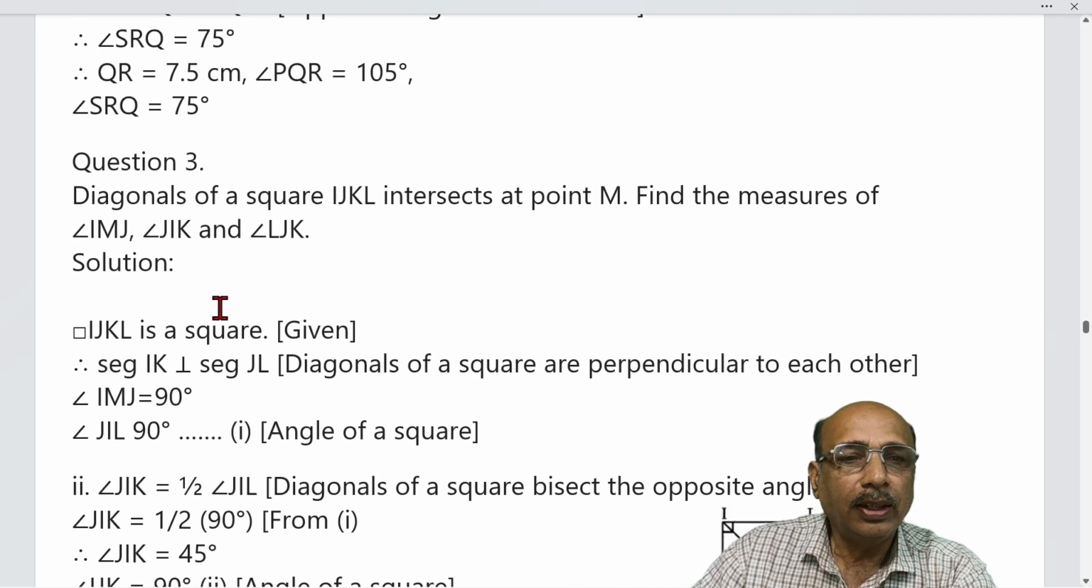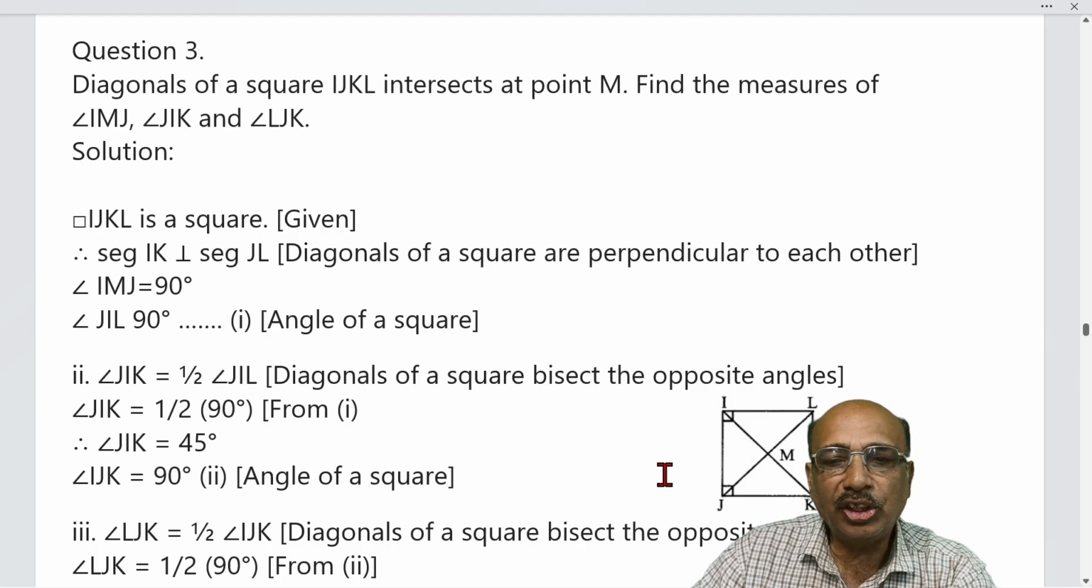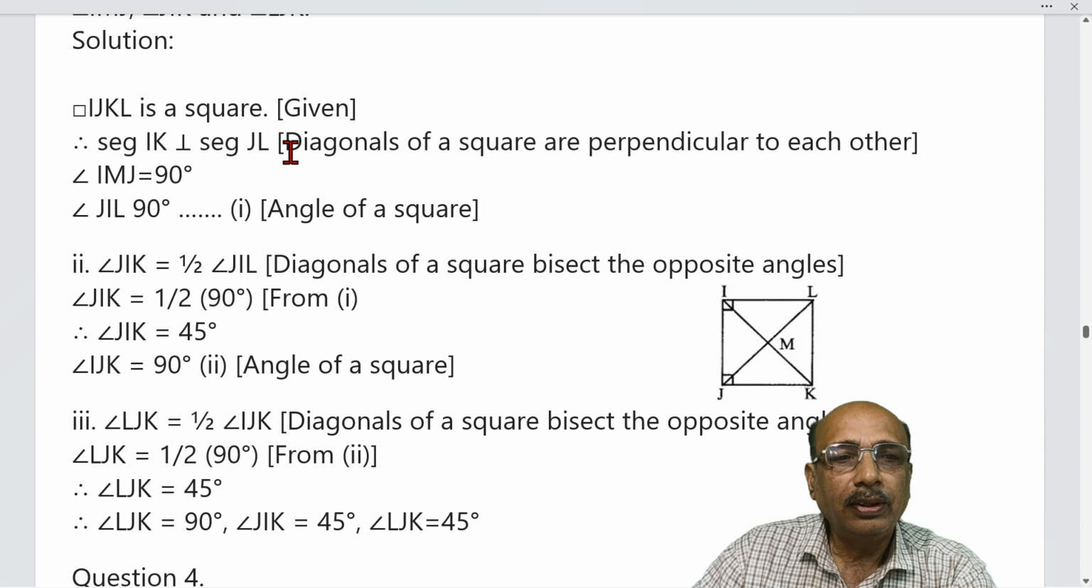Next, question 3. Diagonals of a square IJKL intersect at point M. Find the measures of angle IMJ, angle JIK and angle LJK. Quadrilateral IJKL is a square, given. Therefore, segment IK is perpendicular to segment JL. These are the diagonals of a square, which are perpendicular to each other. Therefore, angle IMJ equals 90 degrees.